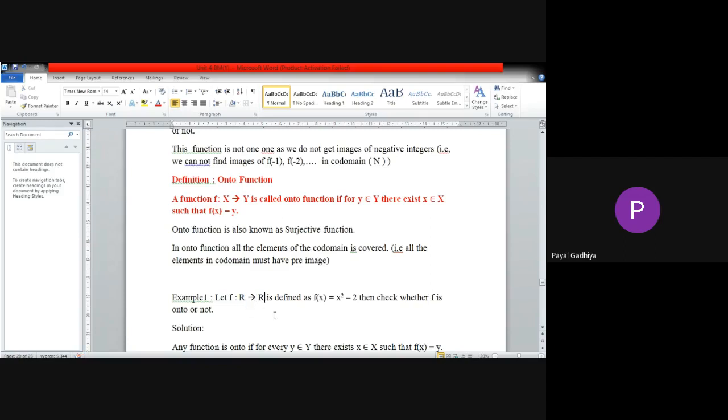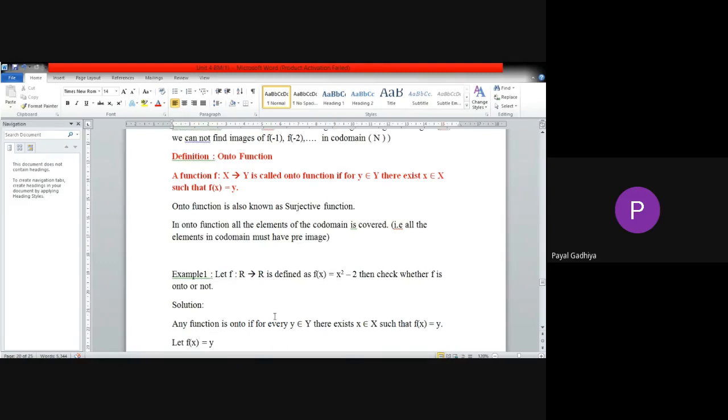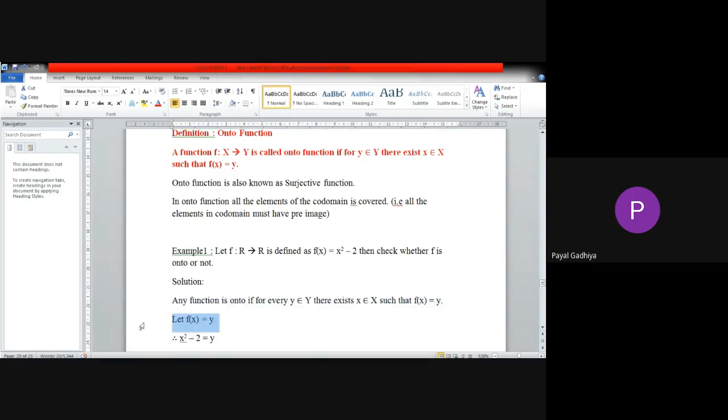I cannot take every element from R and check, because R is an infinite set. It is not possible to do it by taking particular elements. So there is a general procedure. A function is onto if for every y belonging to Y, there exists x belonging to X such that f(x) equals y. So we will start with f(x) equals y.